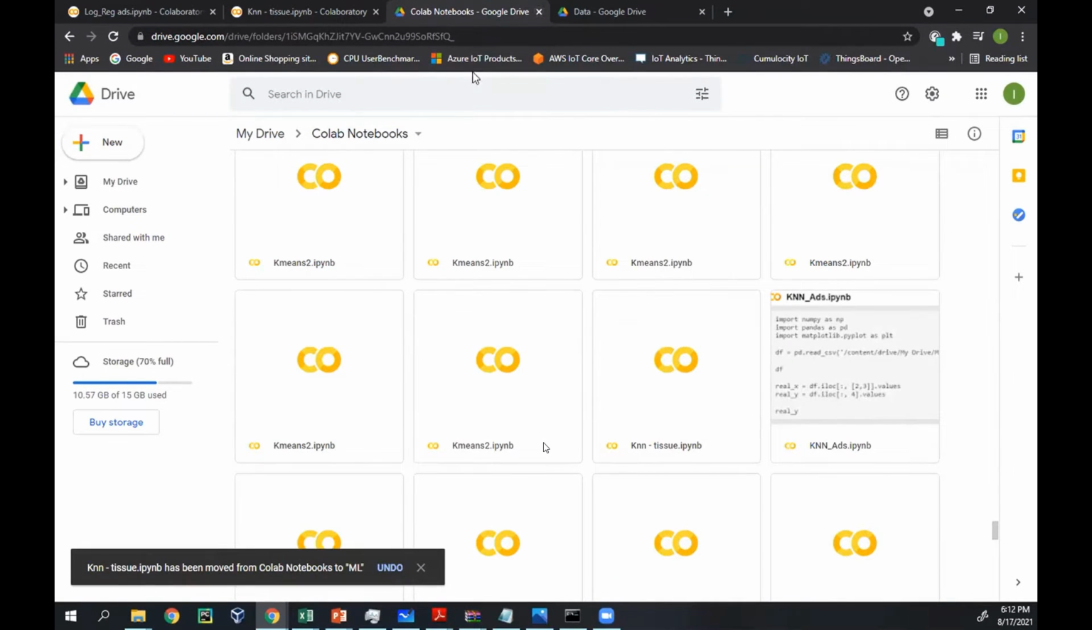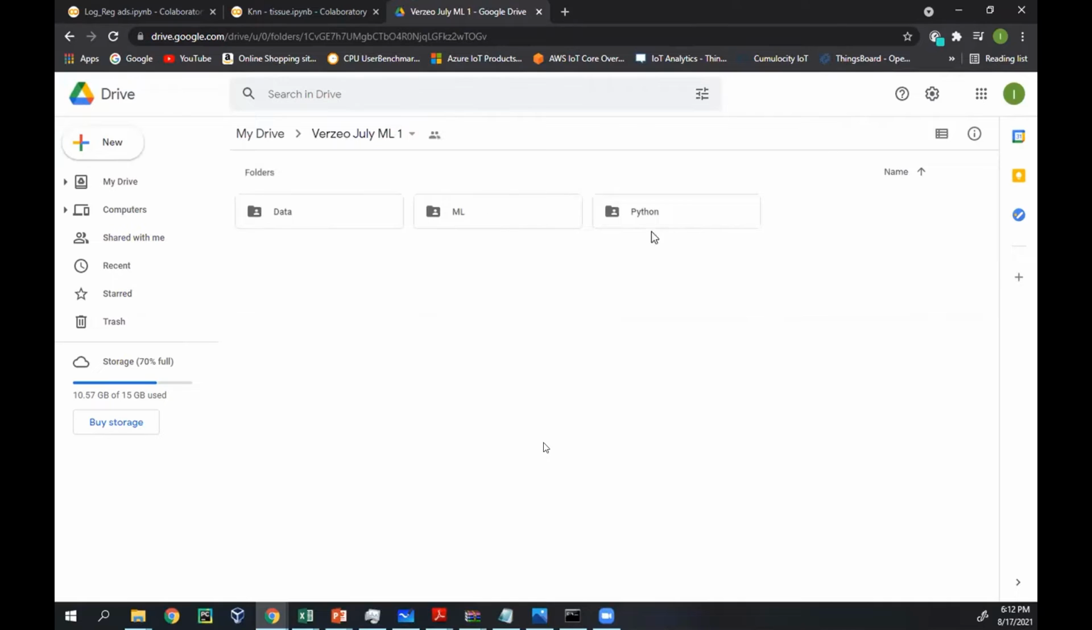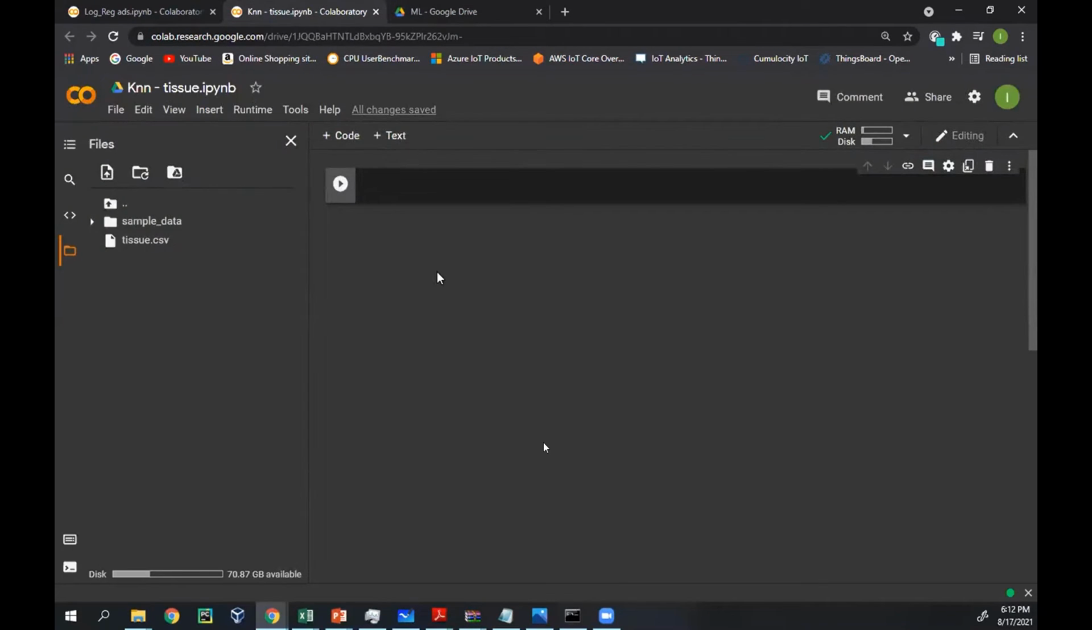Fine. So I believe you guys have received the file also, this KNN tissue file, the file I was working on, as I told you. I have provided you the KNN tissue file as well, so I believe you have received it.